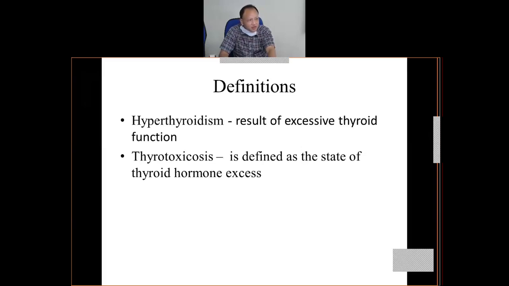And thyrotoxicosis is defined as a state of thyroid hormone excess, not necessarily due to a disease of the thyroid gland, but ultimately all causes of thyrotoxicosis cause excess of thyroid hormones, due to the production from the thyroid gland. So that is what is meant by hyperthyroidism, which is excessive thyroid function, that means the function increases, and thyrotoxicosis, the state of thyroid hormone excess.